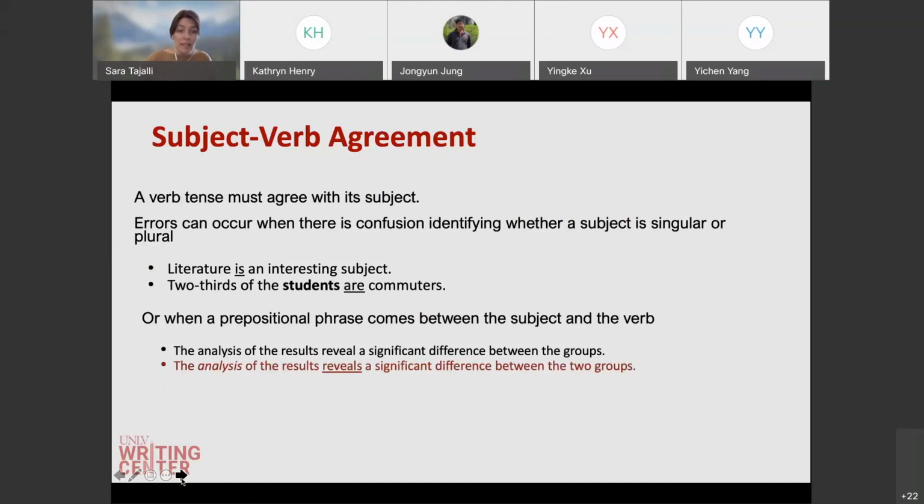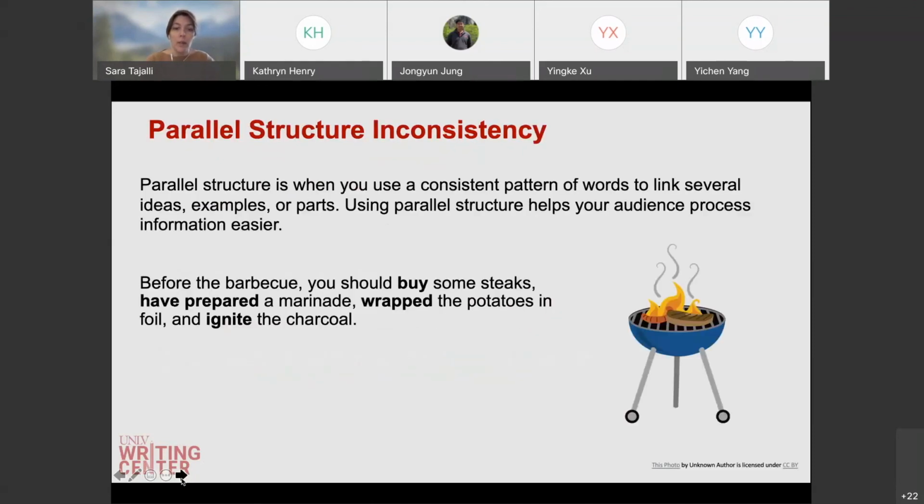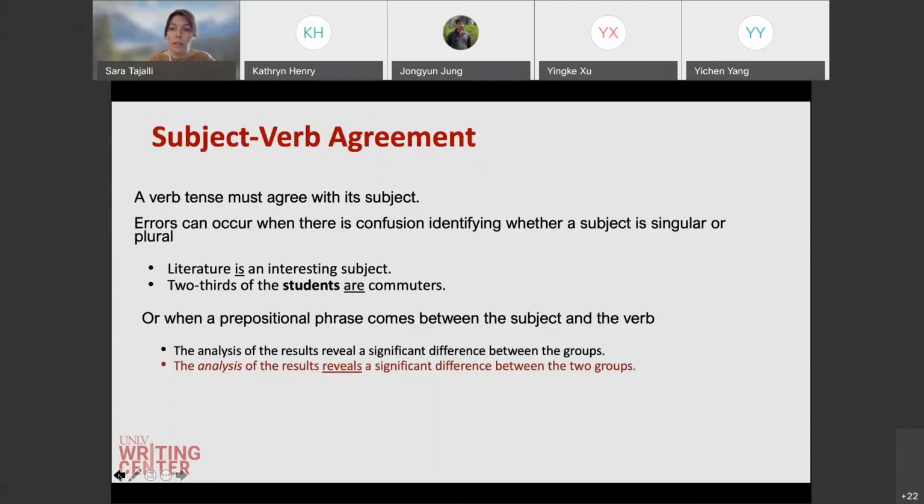So the analysis reveals. And if you're ever confused about this, just take out those adjective phrases or adverb phrases that describe the noun or the verb to make sure that your subject and your verb agree. So the analysis is the subject, not the results. All right, any questions so far? Okay. And like I said, at the end, we'll do a little practice together.